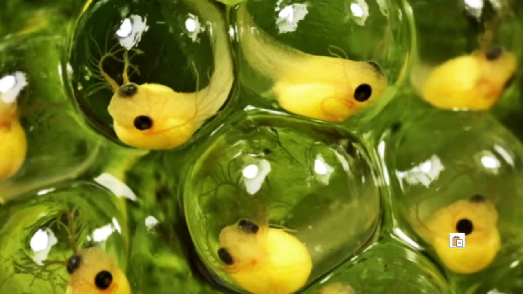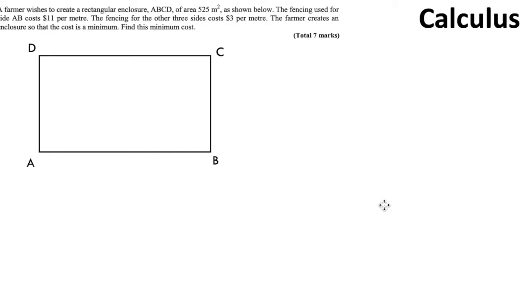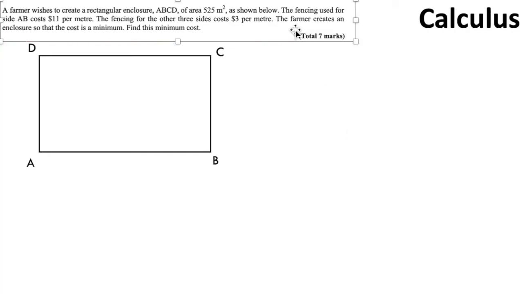Okay, so for today's video, we're going to be doing another question about optimization, but this time a harder question. Okay, so the question is as such. A farmer wishes to create a rectangular enclosure ABCD. So they would give you a diagram that looks like this, of area 525 meters squared, as shown below.